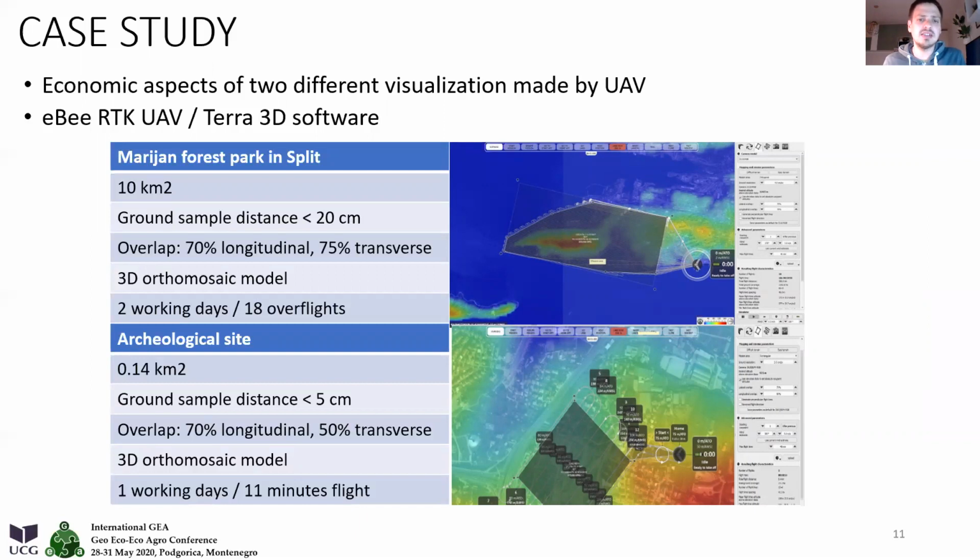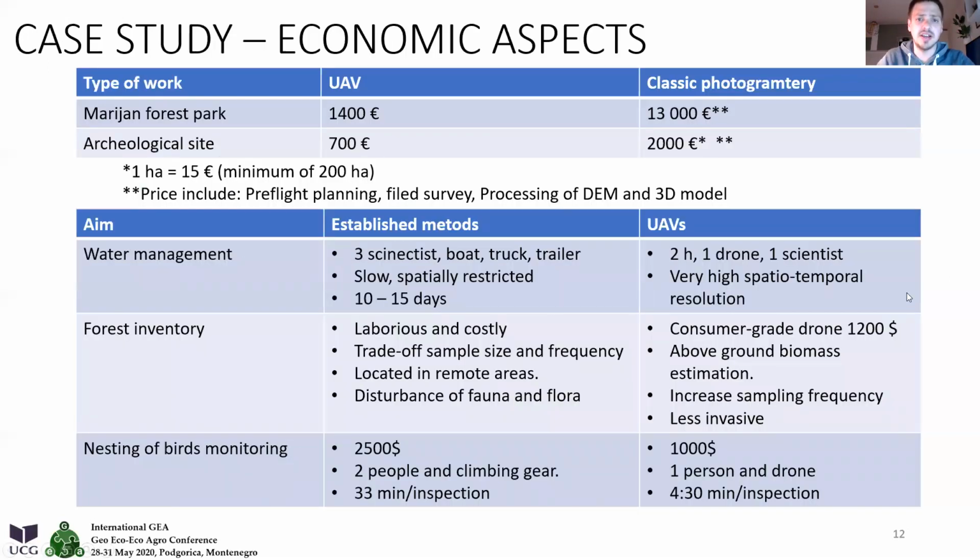In the second case study, images of archaeological sites of an area of 0.14 square kilometers were recorded with a required pixel size of maximum 5 centimeters. As in the previous study, all elements were included in the plan, and the longitudinal overlap was reduced to 50%. Recording takes only 11 minutes, and the result is a 3D model with a pixel size less than 5 centimeters. But what is our interest is the economic aspects of these kinds of images.